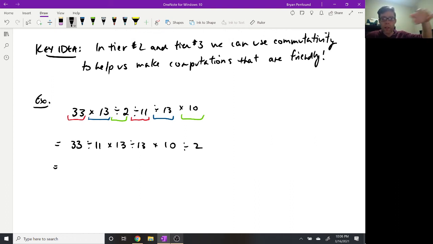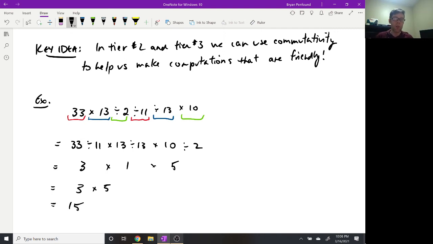And once I relocate and make these numbers into friendly pairs, I can go through and mentally evaluate all of these things. 33 divided by 11, well, that's 3. Okay, I'm going to bring down my multiplication sign. 13 divided by 13, well, that's 1. Bring down my multiplication sign. 10 divided by 2, that's 5. I know that anything times 1 is itself, so this is really like 3 times 5, which is equal to 15.